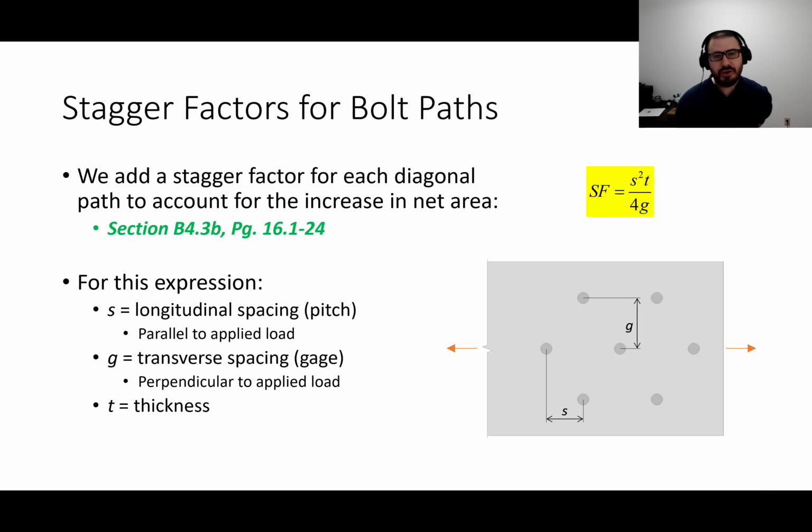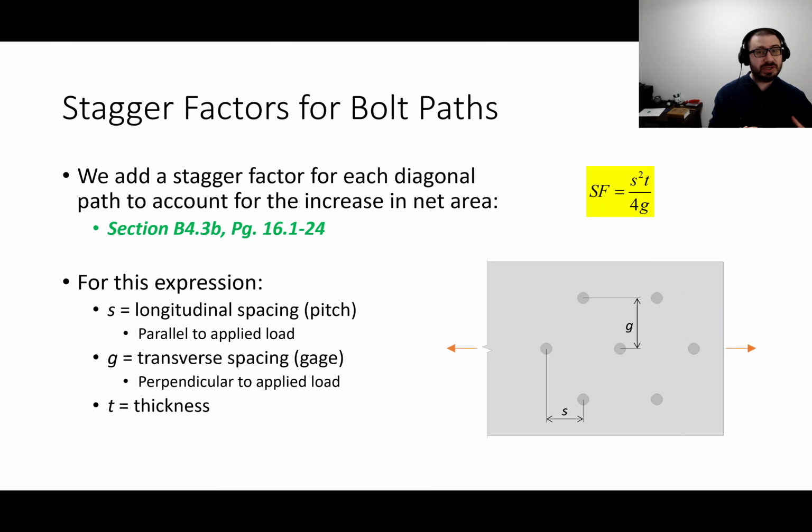Now, here's the code reference. One thing I'll mention about the code reference is that if you actually open this section of the code up and read this, you're going to get a different answer, because the code doesn't say S squared over 4G times the thickness. It just says S squared over 4G. Because the way the code's written, it's just saying, here's the amount that you have to add for each path. But then you have to multiply that length times the thickness in order to get an area. So that's why I put the thickness here, because you're going to have to multiply that out anyways.